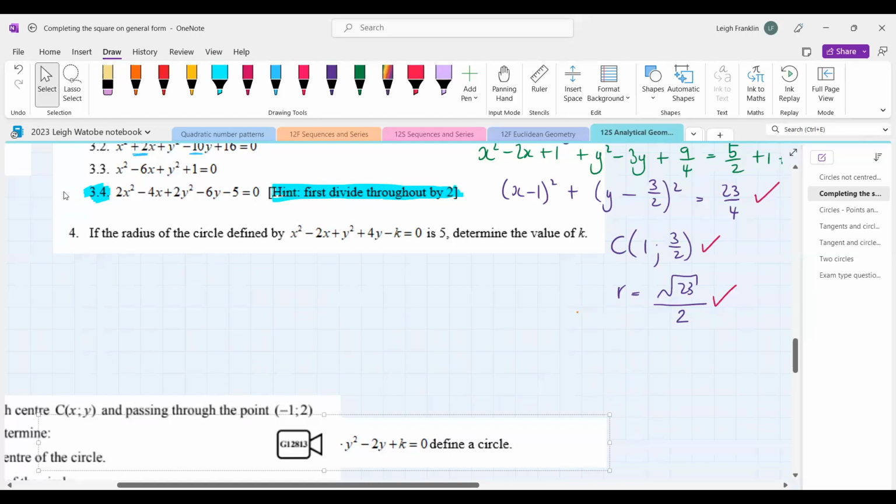Right, so here they say to us, if the radius of the circle defined by the equation x squared minus 2x plus y squared plus 4y minus k equals 0 is 5. So they're implying that the radius is 5. Determine the value of k. How do you think we should answer this question, Matrix? What do you think we should do? So the circle has the equation x squared minus 2x plus y squared plus 4y minus k equals 0. The length of the radius is 5. How do we calculate the value of k? What do you think?